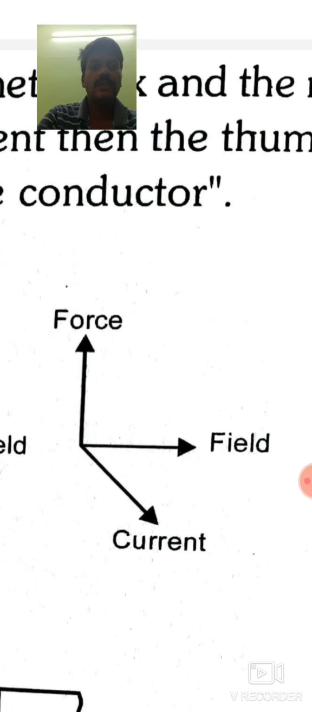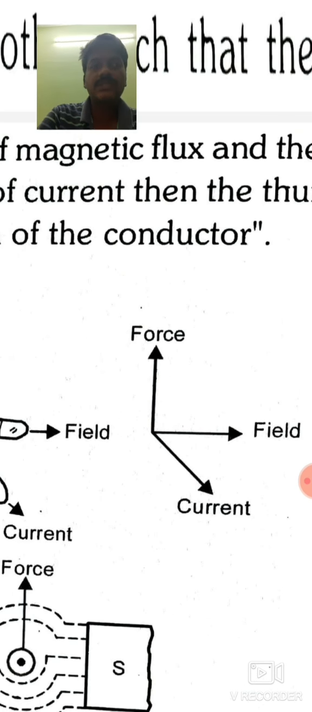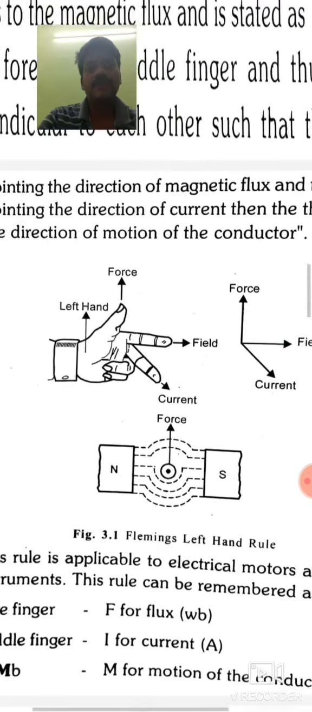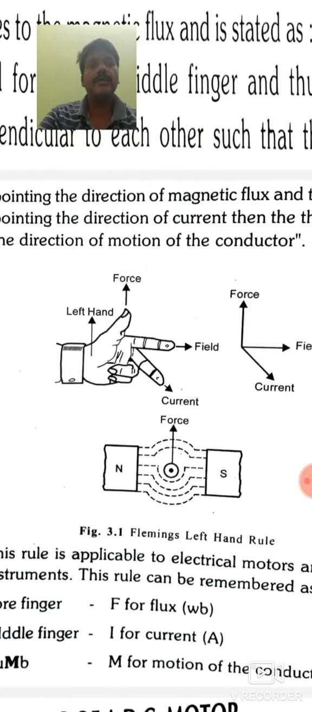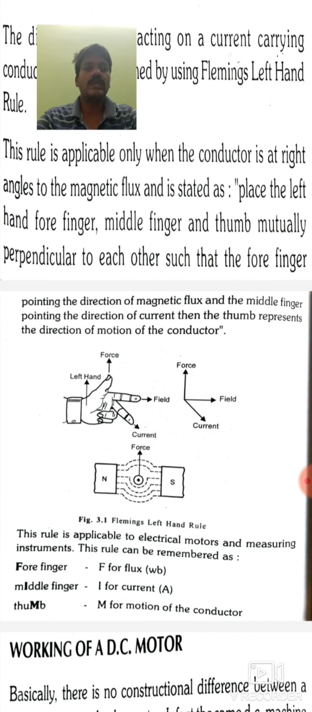You can observe this is the field and current, and the thumb shows the force. The force experienced by a current carrying conductor. This rule is applicable to electrical motors and measuring instruments, and this rule can be represented as forefinger F.